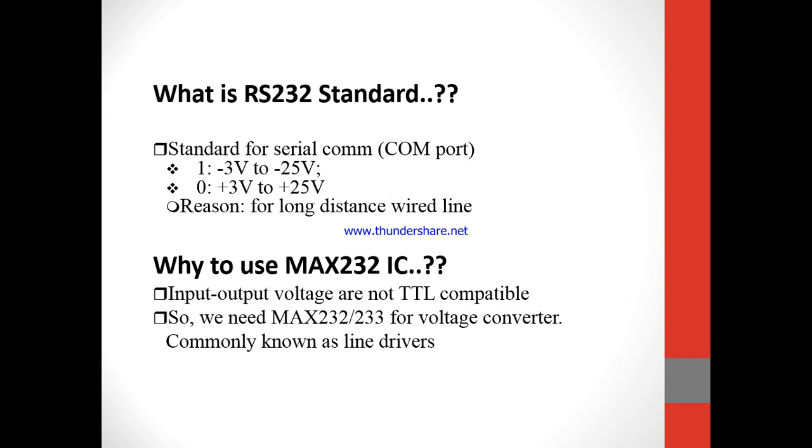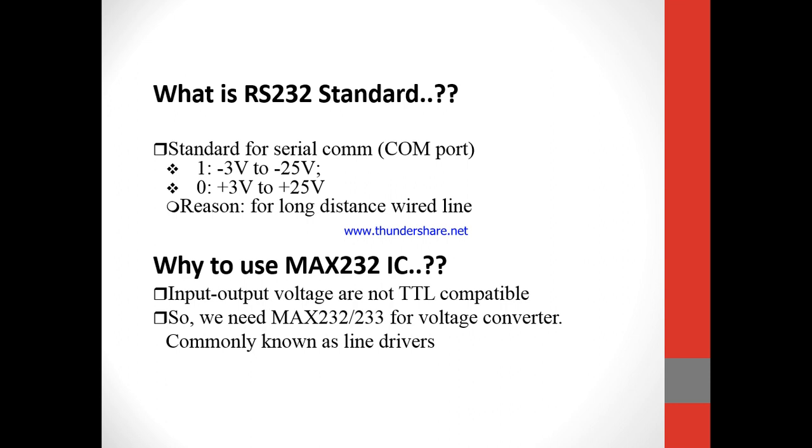Now when we want to send the data over the serial lines, the serial standard is RS-232. The RS-232 standard defines how data has to be transmitted. If logic 1 is to be sent, it has to be sent with a voltage level of -3 volt to -25 volt, whereas if I want to send 0, then it has to be sent with a voltage level of 3 volt to 25 volt. This RS-232 standard defines how data can be transmitted over a long distance using the serial communication line.